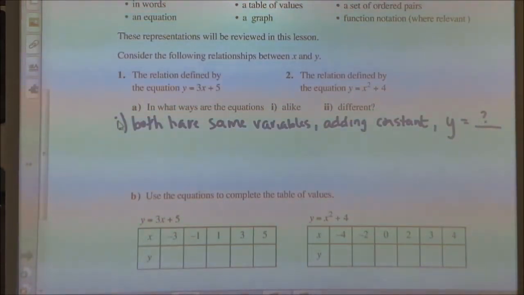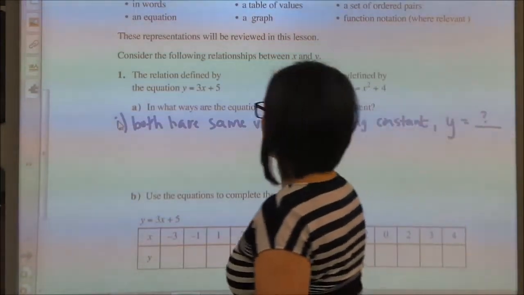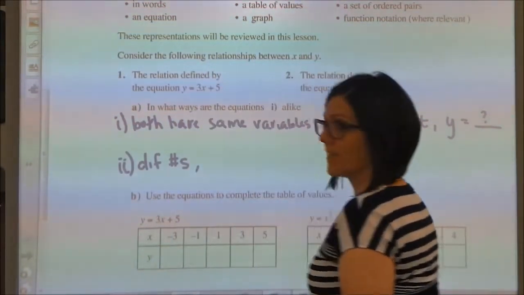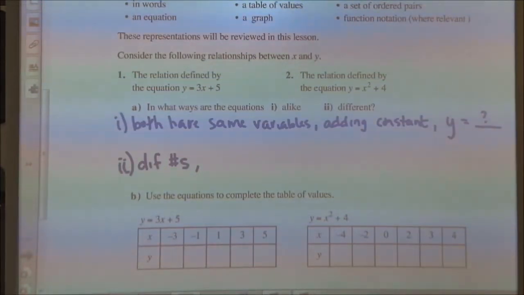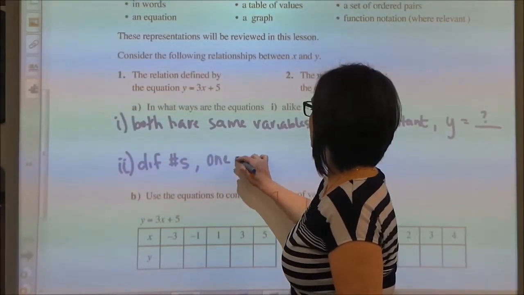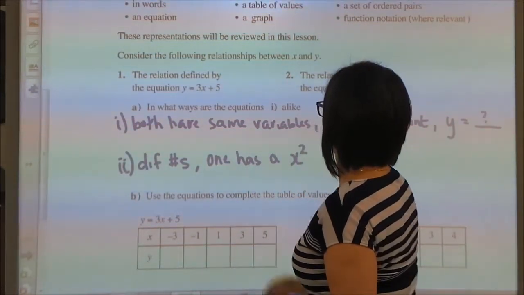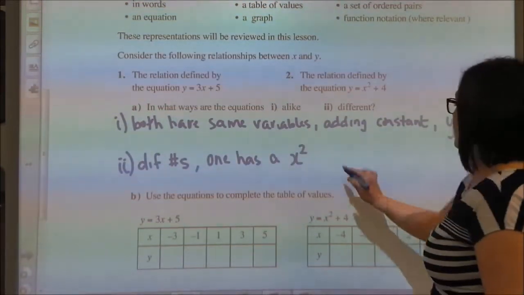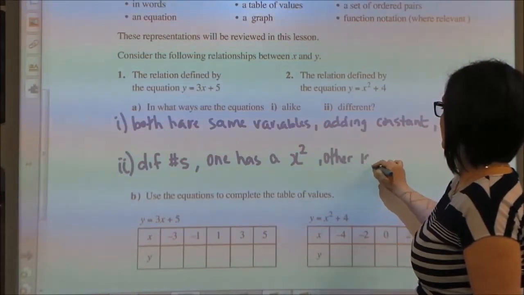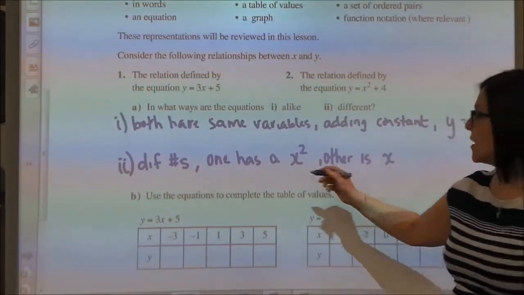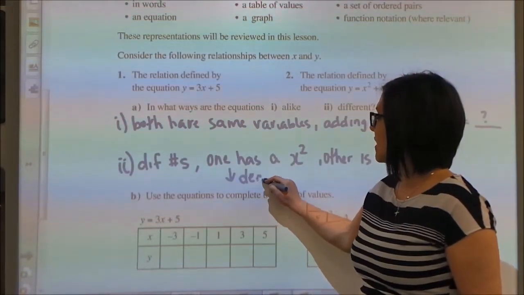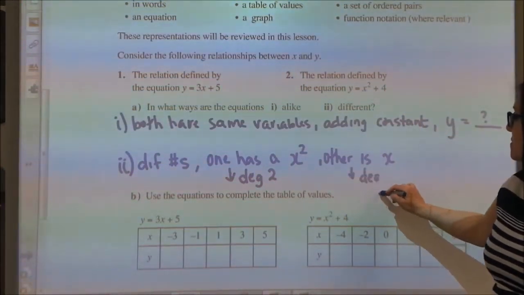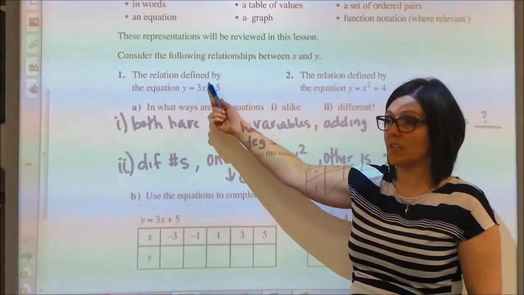How are they different? Different numbers. How else are they different? The x is squared on the one and then the other one is like behind the. So one has an x squared. And then the other is x. Okay. With the x squared, what we say is that equation is a degree of 2 because of the squared. This one is a degree of 1 because the exponent on this x would be to the power of 1.